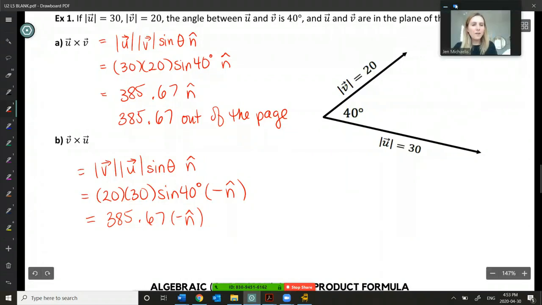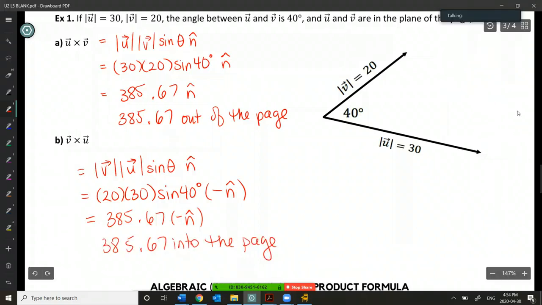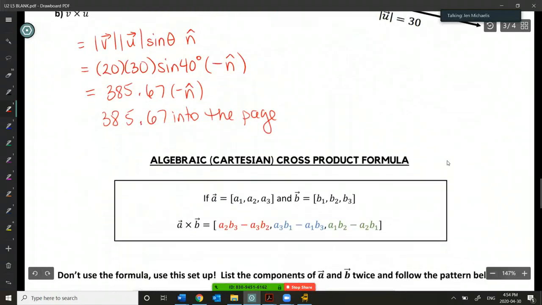Now, when we take a look at using the right hand rule here, this should make sense. We're going to take our right hand and point it in the same direction as vector v. And we want to move our fingers so that we can curl them toward vector u. So lining them up with v, curling toward u. Our thumb is now going in the opposite direction as before, so we can say into the page for this one. All right, there we go.